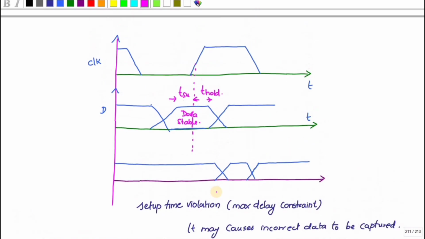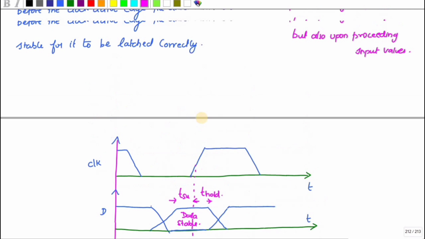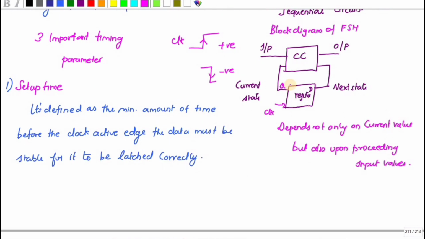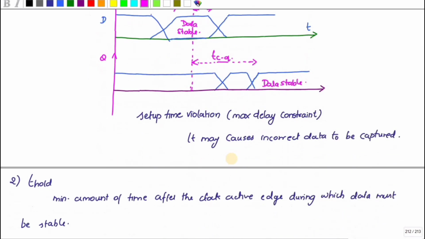Suppose the data is not changing, and you have to get the output as Q. So this is your Q. This Q you are receiving during this clock time, and you can see the data getting received. So this time is called TCQ. This is your third important parameter.